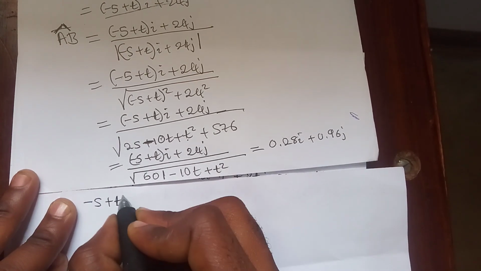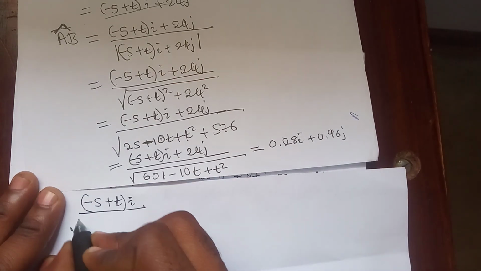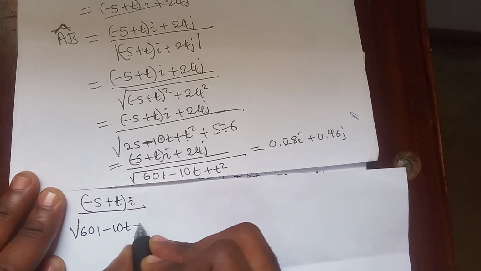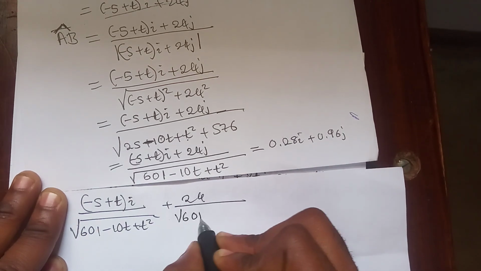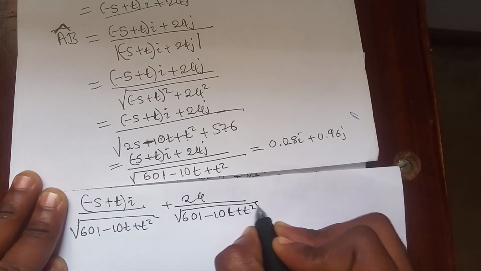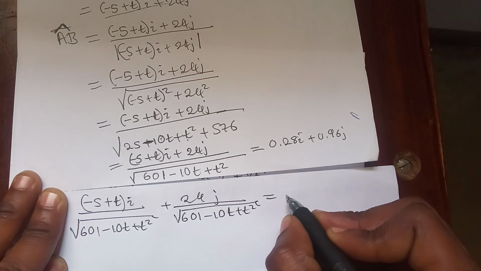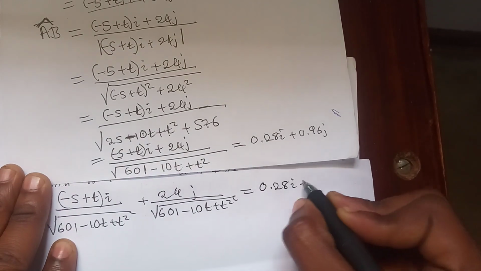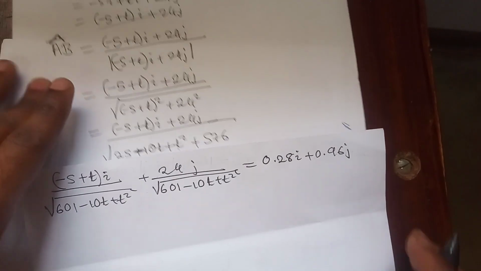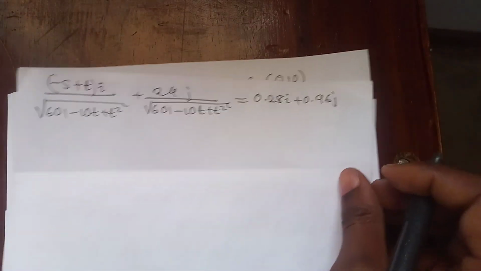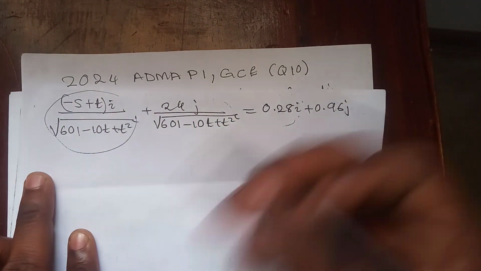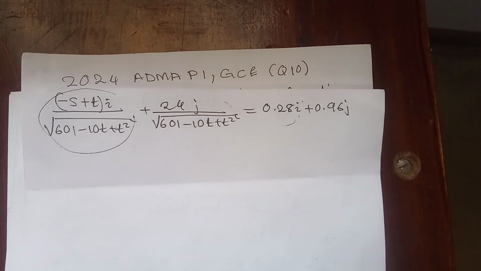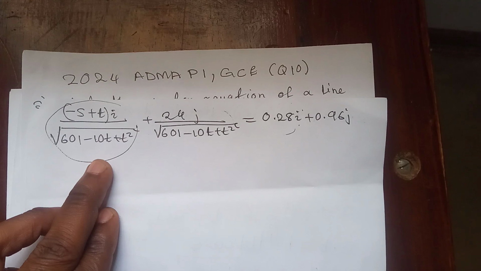So we have (negative 5 plus t) i over the square root of 601 minus 10t plus t squared, and then plus 24 over the square root of 601 minus 10t plus t squared, this is j. Then this is the same as 0.28i plus 0.96j. So now let's separate and equate. You can get this and equate it to this, and then this and equate it to that. So you may not need both, just pick one. Whichever will be easier for you should work just fine, since t is still the same.